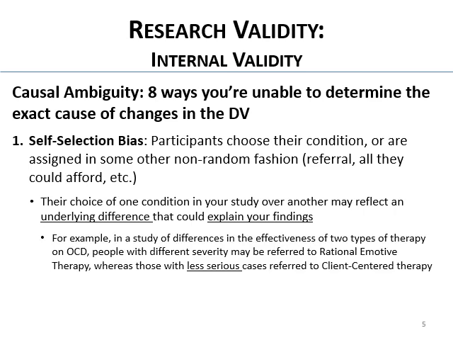So for example, in a study of differences in the effectiveness of two types of therapy on obsessive compulsive disorder, people with different severity may be referred to rational emotive therapy, which is known to be particularly effective for them, whereas those that are less serious cases of OCD may be referred to client-centered therapy. So if you compare those two conditions, well, you've got a pre-existing difference between the folks who were assigned to the two types of therapy in the first place. So if you get a difference, was it due to how they were assigned, or was it due to the type of therapy? So you don't know. That's the problem, and that's what we're talking about with internal validity.